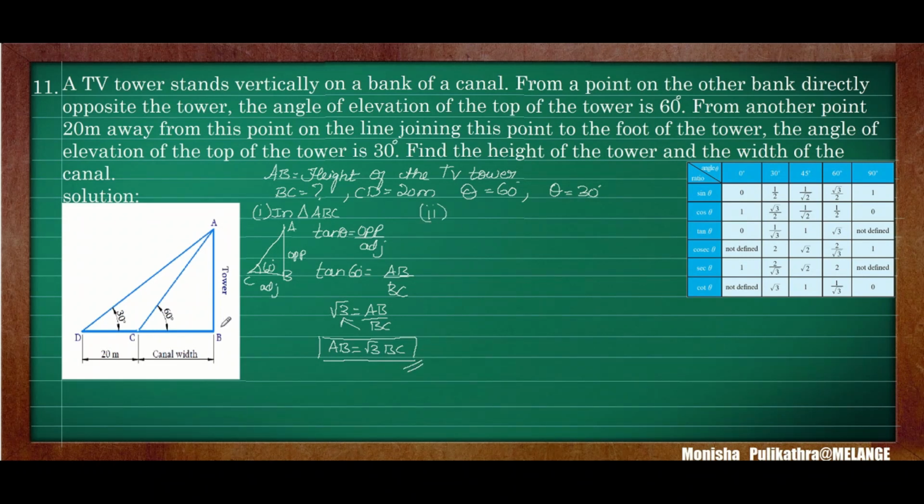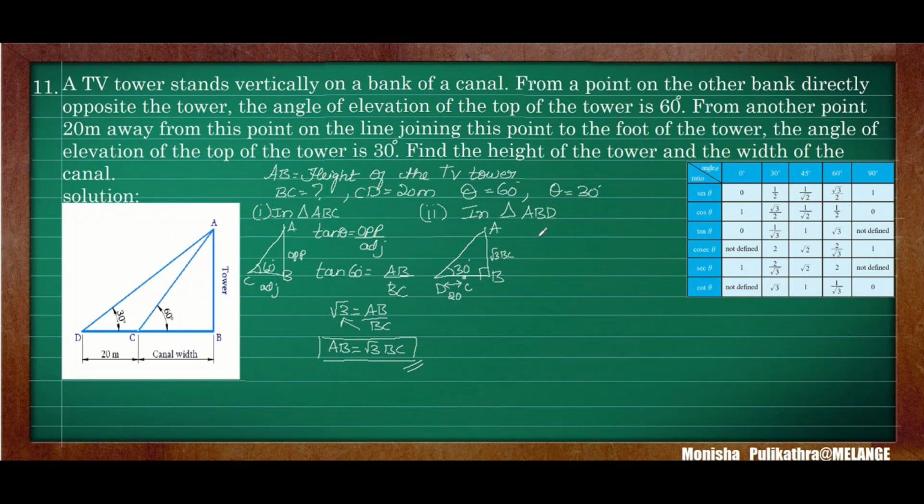I will take the second triangle, that is triangle ABD. In triangle ABD, A, B and D, here the angle is 30 degrees. Here point C is there and the distance between C and D is 20 meters. BC value is not there, but AB we have found out, that is root 3 BC.